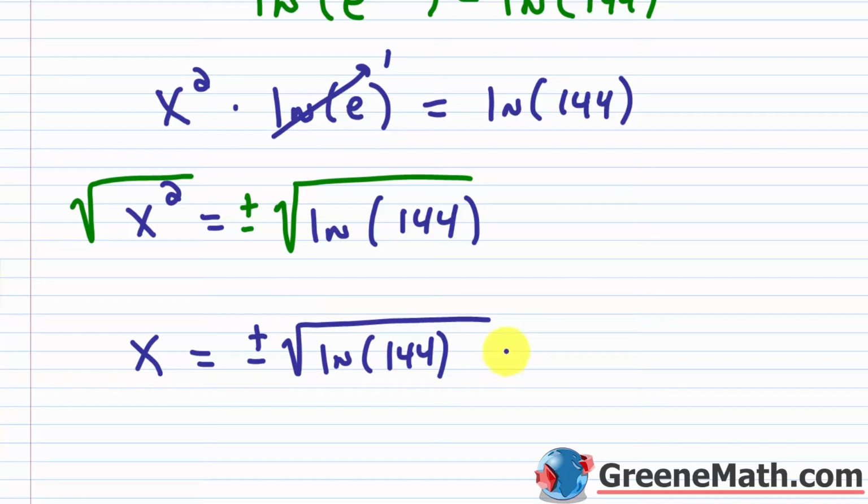If you want an approximation, okay, you can type this into your calculator, and you're going to get approximately plus or minus, we'll say 2.2293. So 2.22, again, 93 is a good approximation for this.